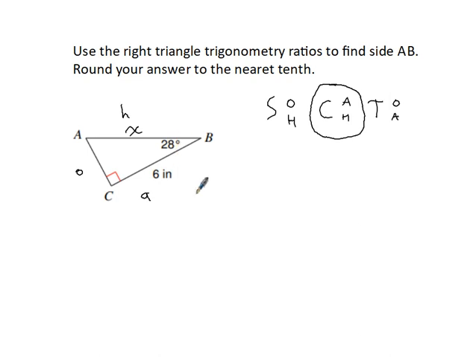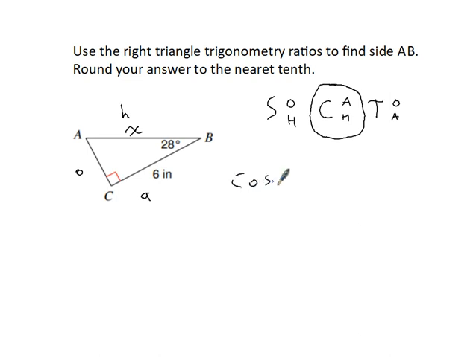Okay, since I'm given the adjacent and I'm looking for the hypotenuse, we would come to the trig ratios and see, okay, opposite, nope, we don't have that. Adjacent, yes, we're given that. And we want to find the hypotenuse. So this is why cosine is the trig ratio that we're going to use.